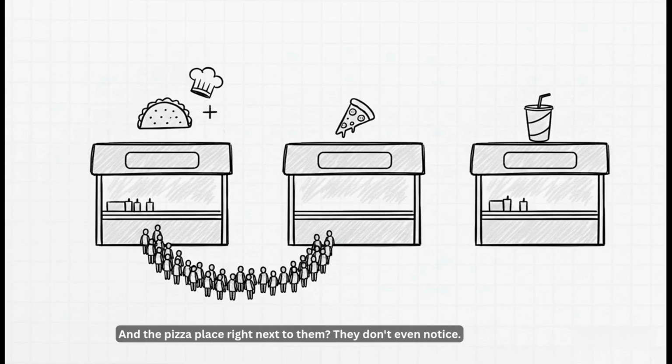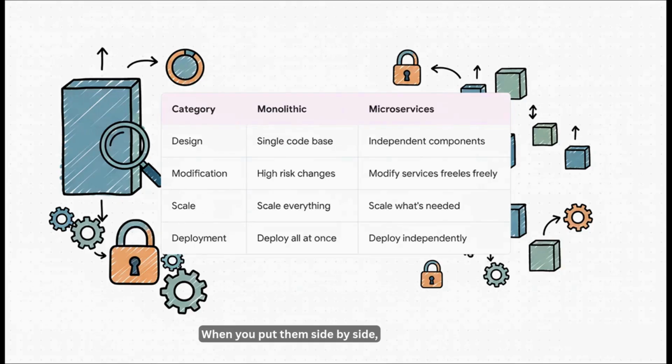And the pizza place right next to them? They don't even notice. Each stall is its own independent business, totally flexible and able to scale on its own. When you put them side by side, the difference is just night and day. With scaling, a monolith forces you to scale everything. But with microservices, you only scale what you need. That's a huge win for saving money and being efficient.